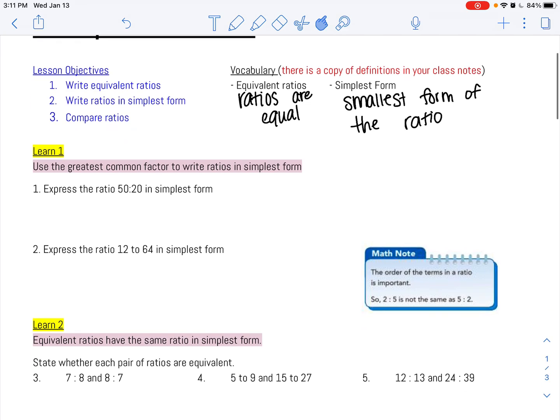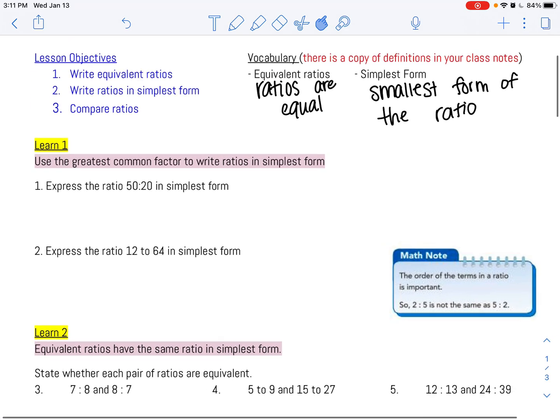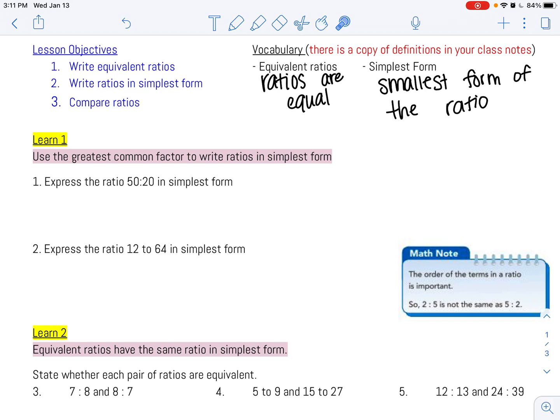In fact, our first learning objective here is refreshing our memory on how to use the greatest common factor to write ratios in simplest form. I am going to do problem 1 together with you, and then problem 2 will be one for you to do independently. So when you submit your notes to the assignment, the expectation would be that both problems 1 and 2 are completed. So let's look at problem 1 together.